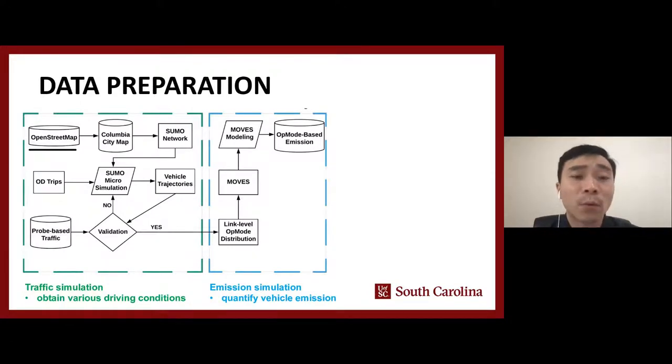And then we integrate the network with the travel OD demand to replicate two traffic scenarios, and we simulate this on the SUMO platform. Once we did that, we get all those vehicle trajectories, and then we put those into the MOVES model to get the emission analysis at the link level, which is essentially the emission simulation process.